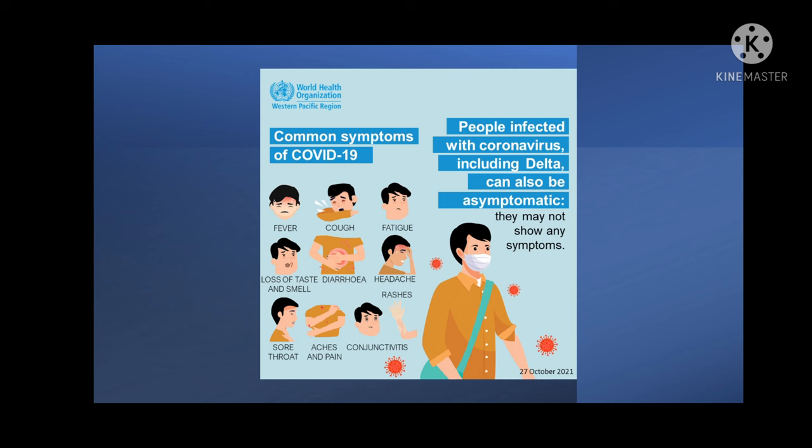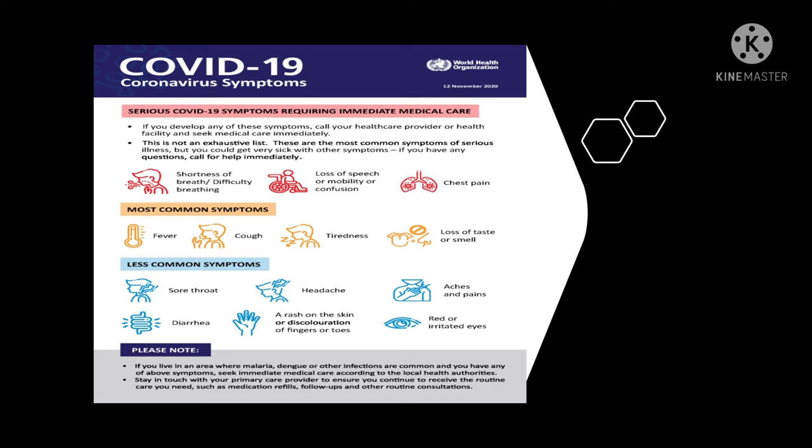What are the symptoms of COVID-19? The most common symptoms include fever, cough, tiredness, and the loss of taste or smell. The less common symptoms include sore throat, headache, aches and pains, diarrhea, a rash or discoloration of fingers or toes, and red or irritated eyes. And the more serious symptoms include difficulty breathing or shortness of breath, the loss of speech or mobility or confusion, and chest pain. Seek immediate medical attention if you have serious symptoms, and always make a call before visiting your doctor or health facility. However, people with mild symptoms who are otherwise healthy should manage their symptoms at home.